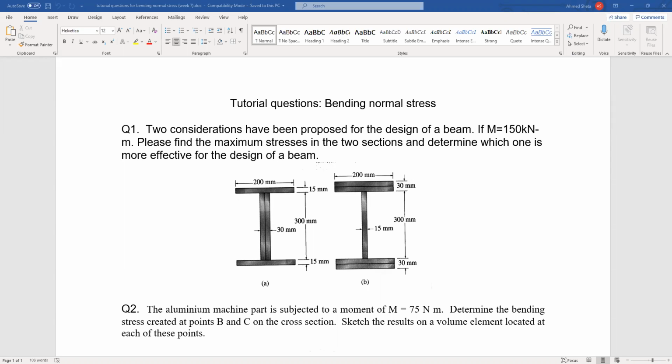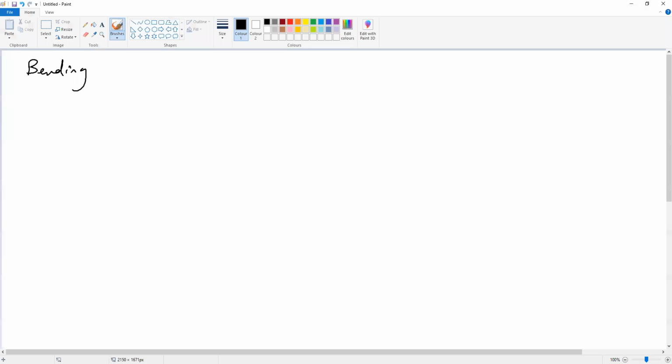So for the second part of our tutorial, we are doing the bending normal stresses. And I will share the other screen now. So yeah, we will do the bending normal stresses, or we can call it normal stresses due to bending moment.